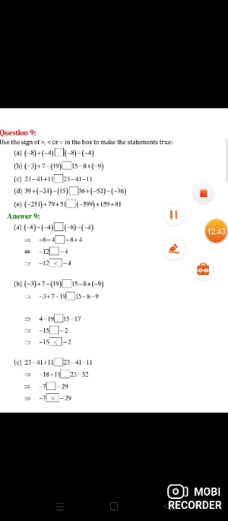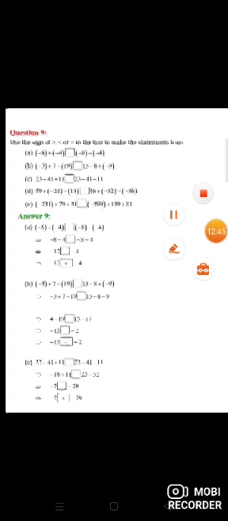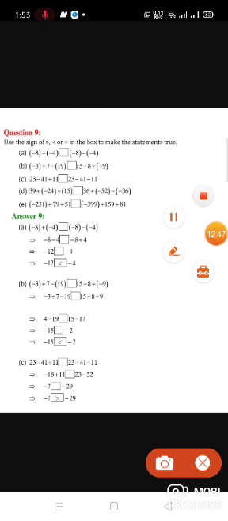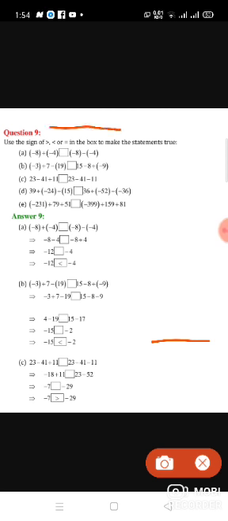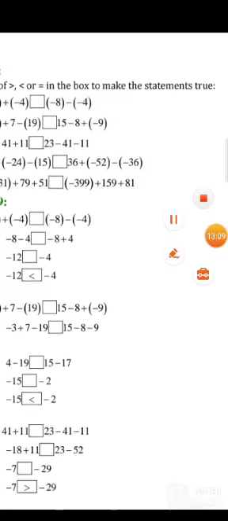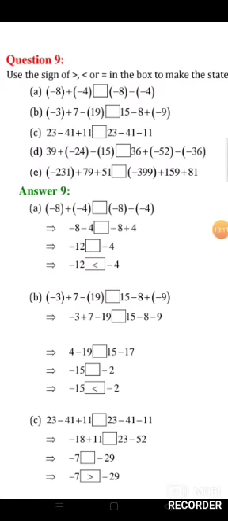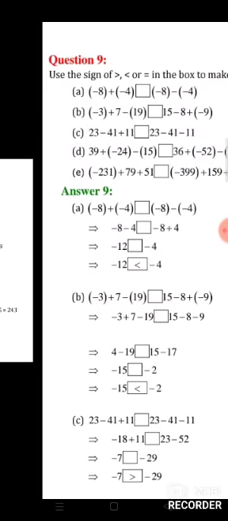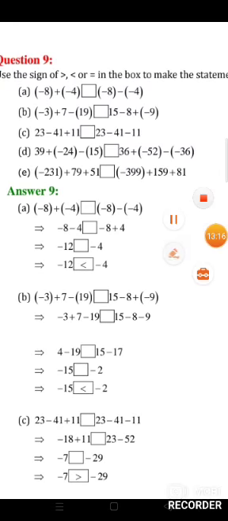So friends, now we are going to see question number 9. Use the sign of greater than, less than or equal to in the box to make the statement true. Here, what is given before the bracket, dear friends, is the LHS, and what is given after the bracket is the RHS.